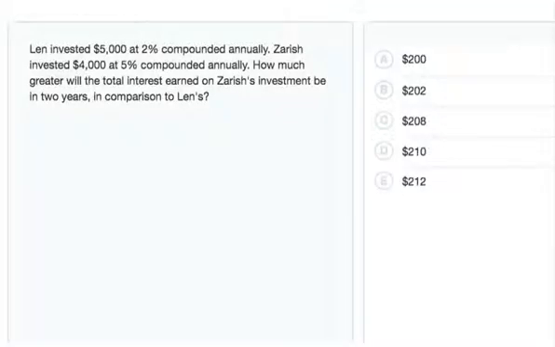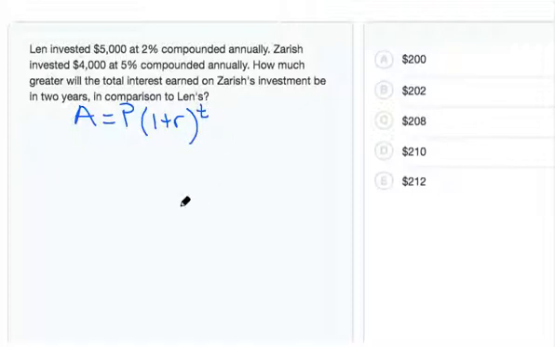To solve this question, we'll need to find both the total interest earned on Zaresh's investment in 2 years, as well as Len's, and then find the difference. Before doing so, let's recall that the formula to calculate the compound interest is A equals P times (1 plus R) raised to the power T.